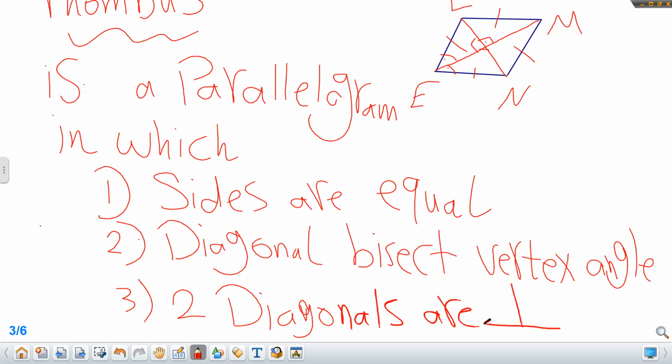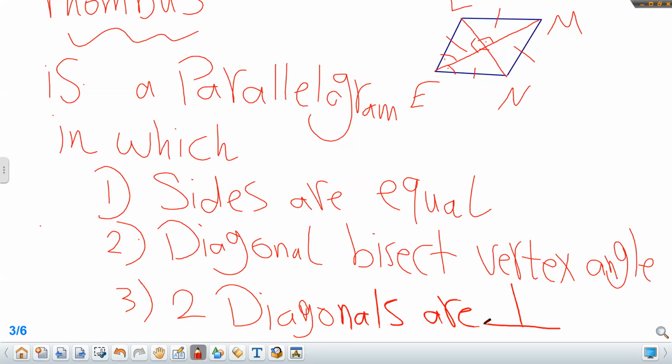So if you see a figure like a parallelogram, don't hurry to say this is a parallelogram. Just ask yourself, are the sides equal or not? If you have four equal sides, then you have a rhombus, not a parallelogram.